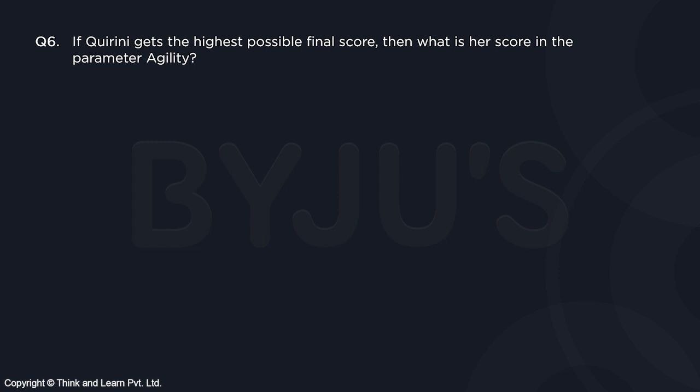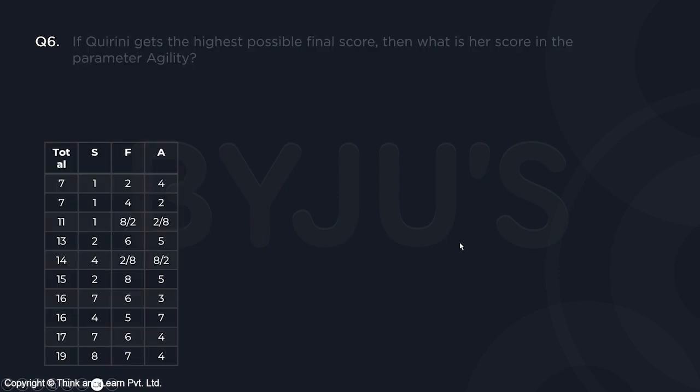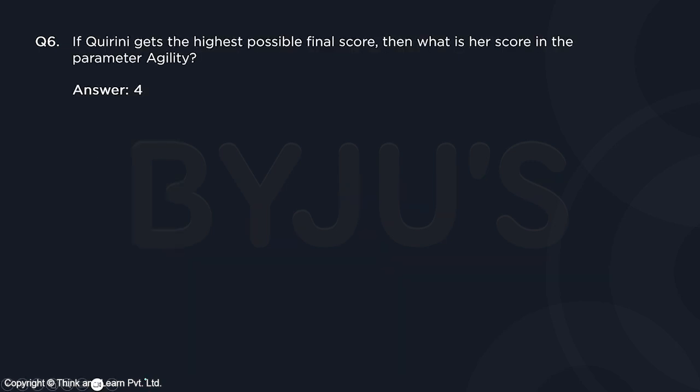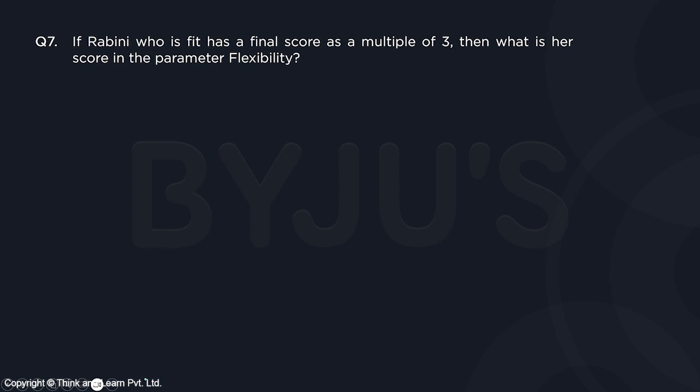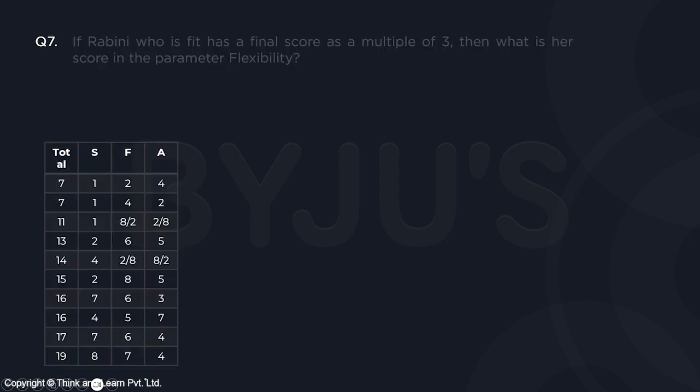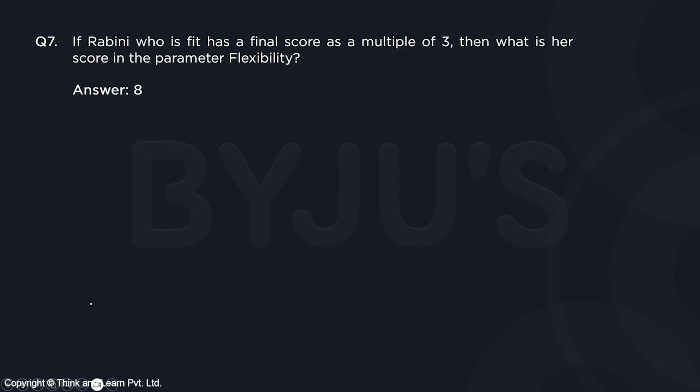Here is the first question on your screen. If Q10 gets the highest possible final score, that means this person is Q, then what is her score in the parameter agility? In agility, she must have scored 4. So my answer for this question is 4. If Rabini, who is fit, has a final score as a multiple of 3, a multiple of 3 is only 15 here, then what is her score in parameter flexibility? In flexibility, the answer is 8.